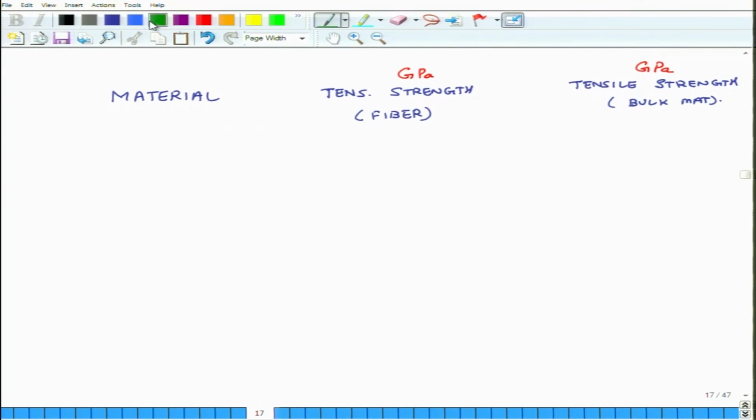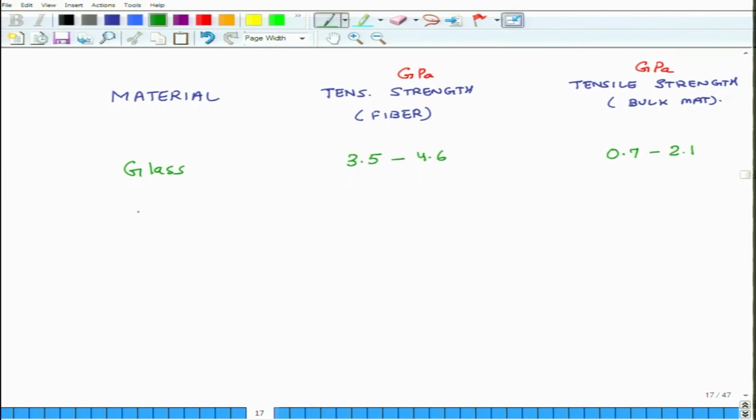Let us look at several materials. A very common material is glass, whose fibers are very easily available in the market. For the bulk material, its strength is anywhere between 0.7 GPa and 2.1 GPa, so 700 megapascals to 2100 megapascals. But if you look at the tensile strength of individual fibers, this number is significantly higher, 3.5 to 4.6. So, a significant increase in the strength of the fiber.